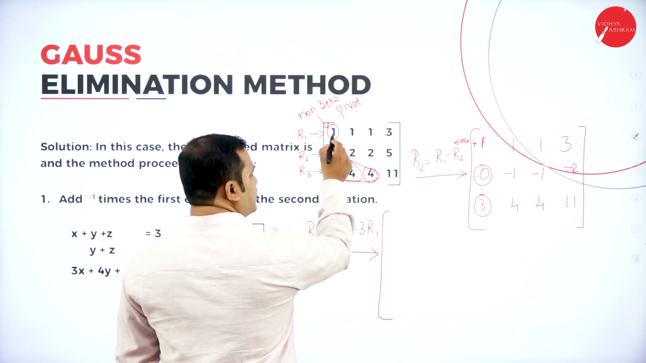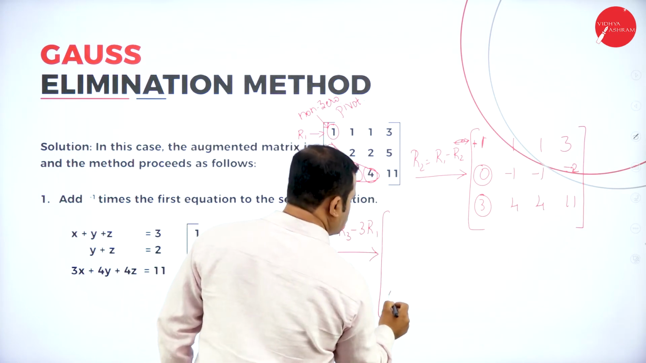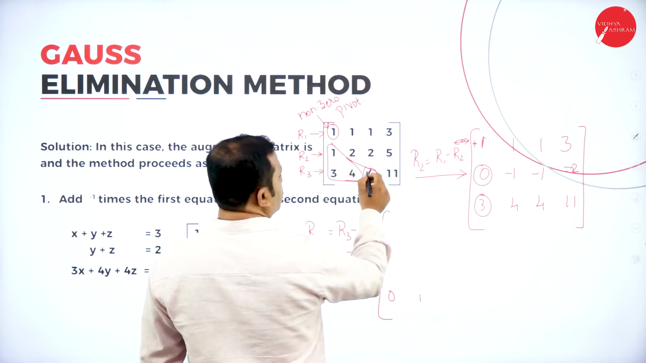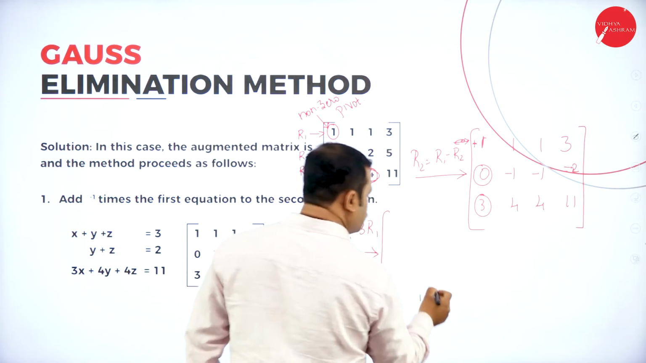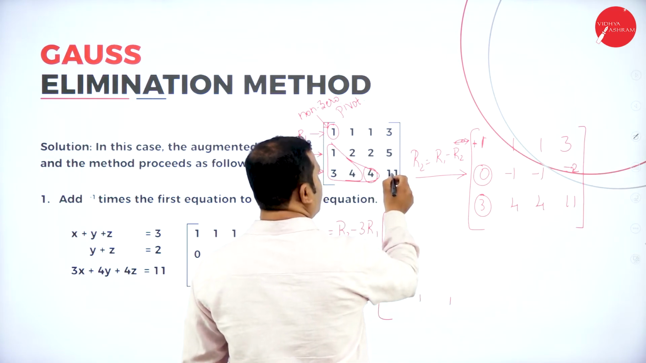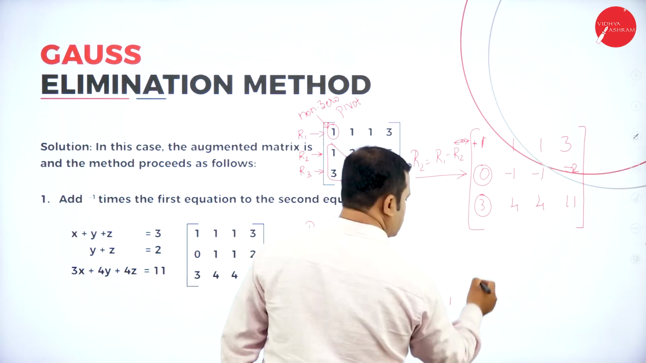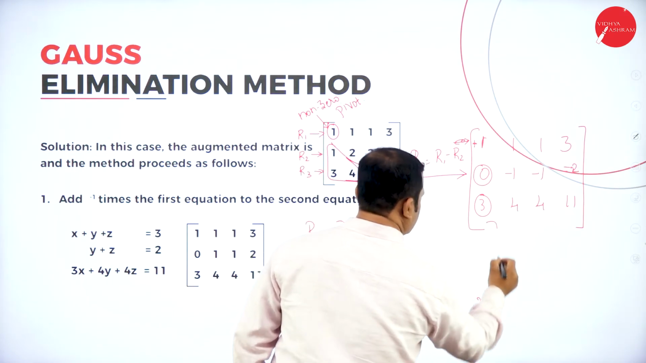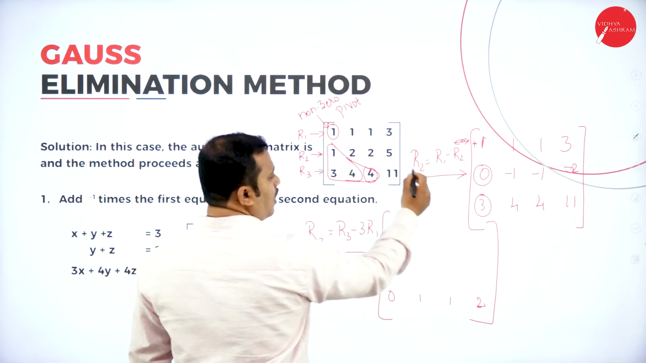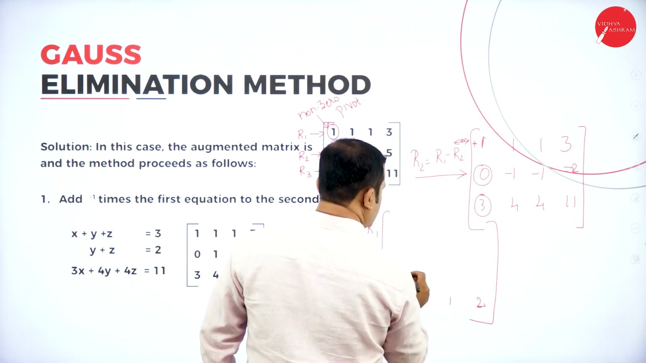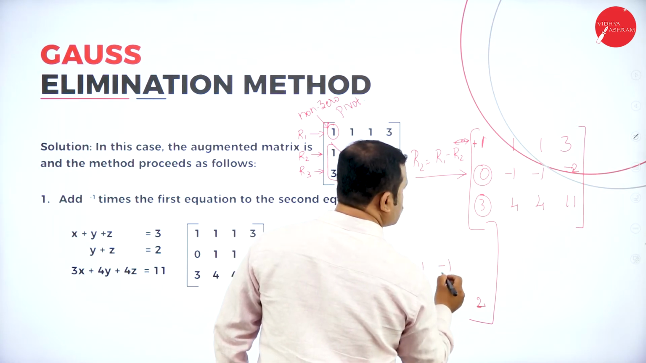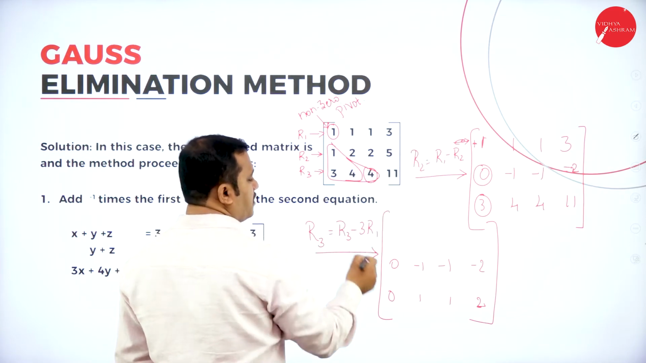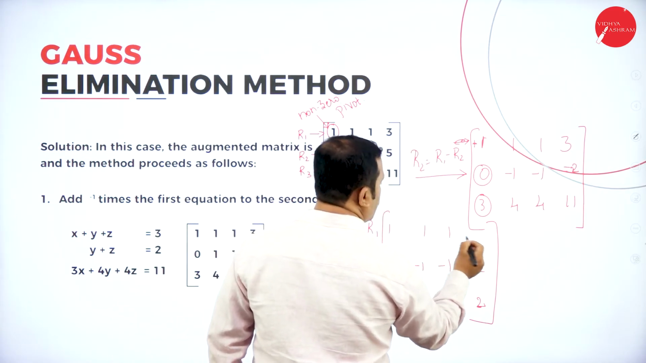1 into 3, that leads to 3. 3 minus 3, that leads to 0 in the third row. 4 minus 3, that leads to 1. 4 minus 3 again leads to 1. 11 minus 9, because 3 into 3, 11 minus 9 is 2. We will get the value 2 here in the third row. In the second row, I'll rewrite as it is, that is 0, minus 1, minus 1, minus 2. Next, the first row, let me keep it as it is, 1, 1, 1, 3.